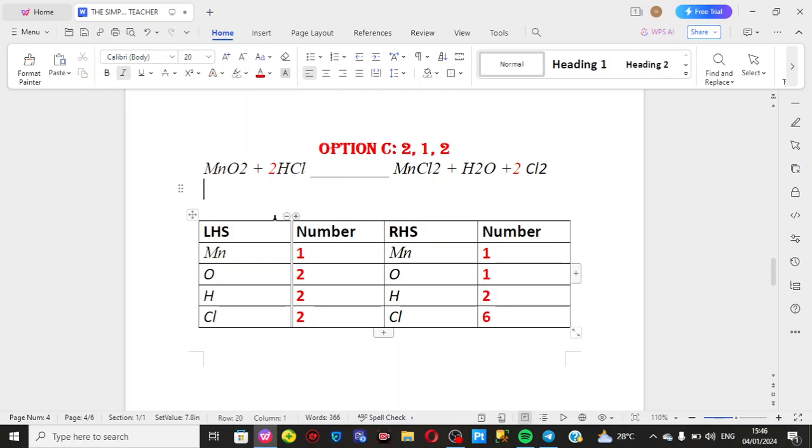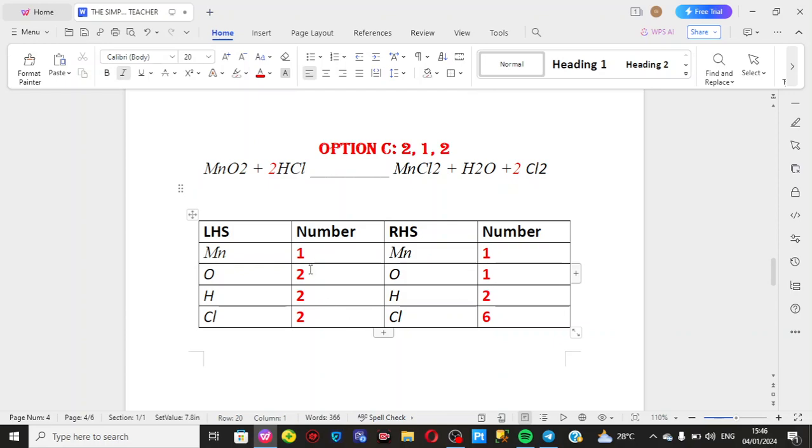The left hand side, how many manganese can you see? It is 1. The right hand side, how many manganese is there? Still 1. Okay, we are correct. Oxygen, let's start from the left. The left hand side, how many oxygen? It is 2. Right hand side, how many oxygen can you see there? It is 1. The one in H2O is just 1 oxygen. So from there, you know that this equation is not even balanced.